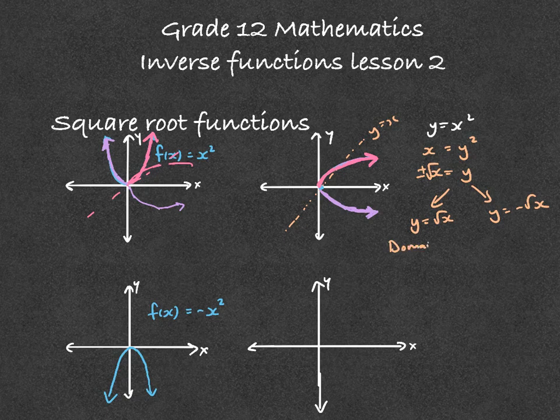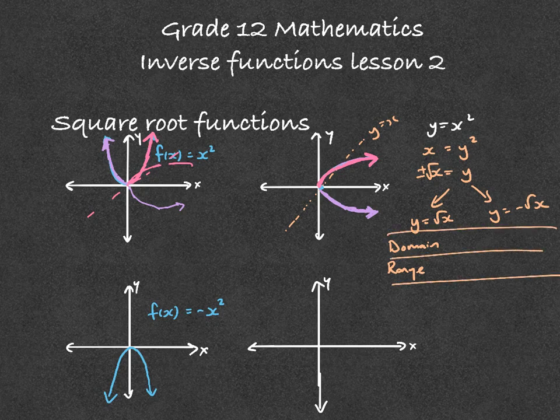Remember, domain is all the possible x values, and range is all the possible y values. Okay, so let's go for it. What will the domain be of the pink one, y is equal to the root of x, the pink part there? What are all the possible x values for that graph, y is equal to the root of x?